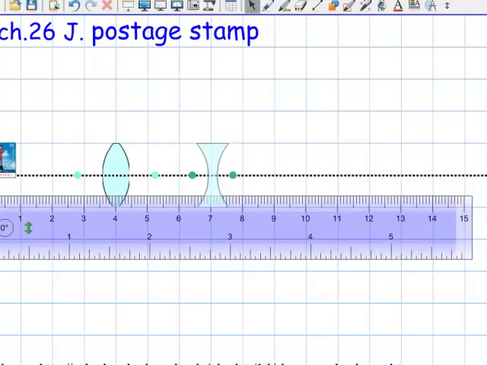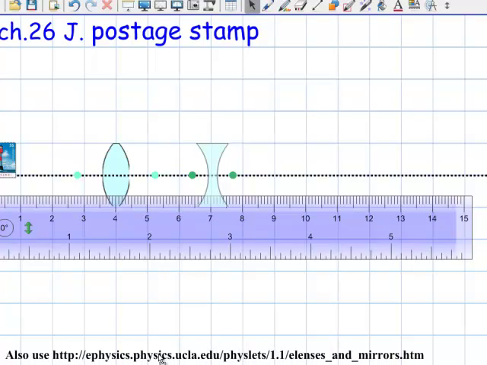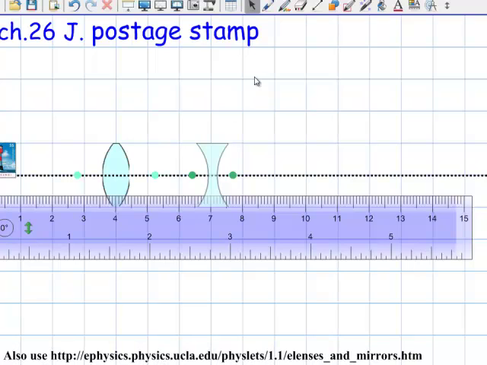Analyzing this whole thing with a ray diagram would be quite a bit of work that is going to be more or less accurate. So instead I'm just going to use the thin lens equation and we'll apply it twice.